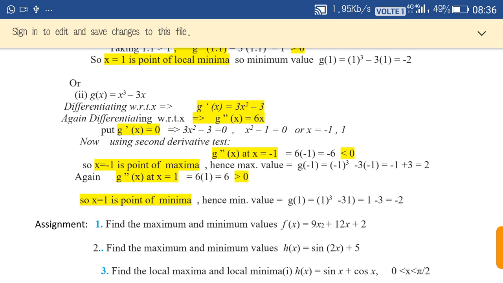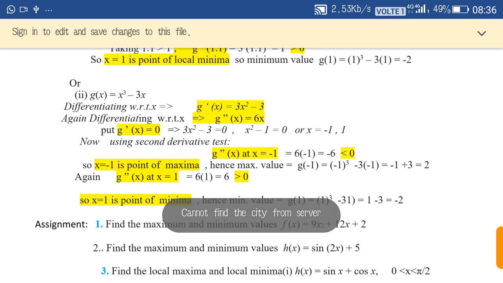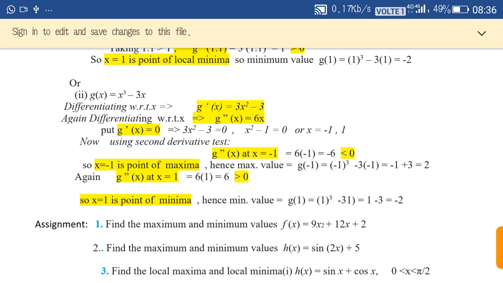I think that you understand both the methods, first derivative as well as second derivative. You can easily use these methods in finding points of maxima and minima, and solve these assignments and practice the questions from the exercise also.